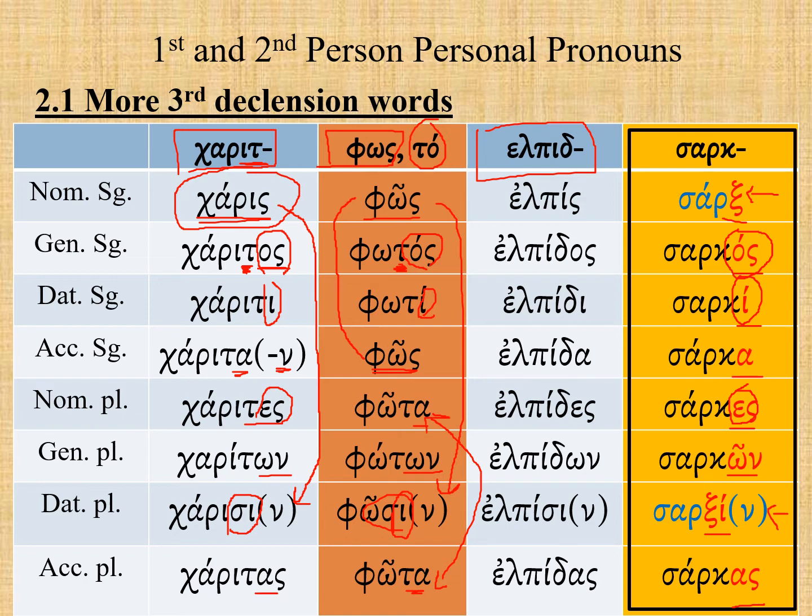All right, and then the next form is elpid, so it's the delta ending stem. And again, the same pattern occurs. So elpis means hope, but then we have elpidos, elpidi, elpida. And then in the plural, elpides, elpidon, and notice here again the similarity, nominative singular and dative plural, elpisi, you have the sigma reoccurring, and then elpidas.